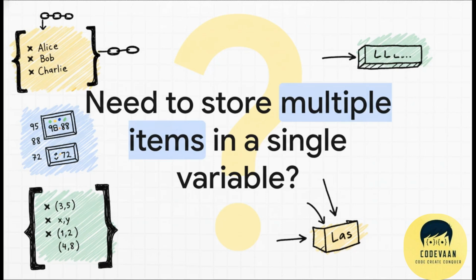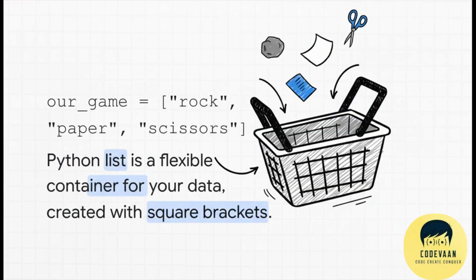All right, so you're coding, and you hit this super common problem. You've got a bunch of related items, maybe a list of usernames, or high scores, or a set of coordinates, and you need to group them all together under a single variable name. How do you pull that off? Your first instinct, and it's a great one, is to reach for a Python list. You use those familiar square brackets, pop your items in, and boom, you've got a nice, flexible container for all your data. It's pretty much the go-to solution for this exact problem.